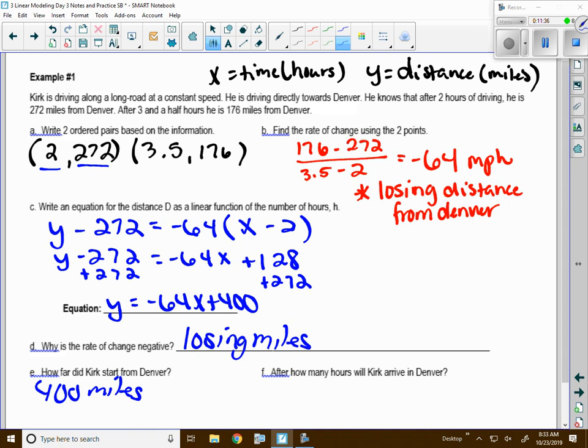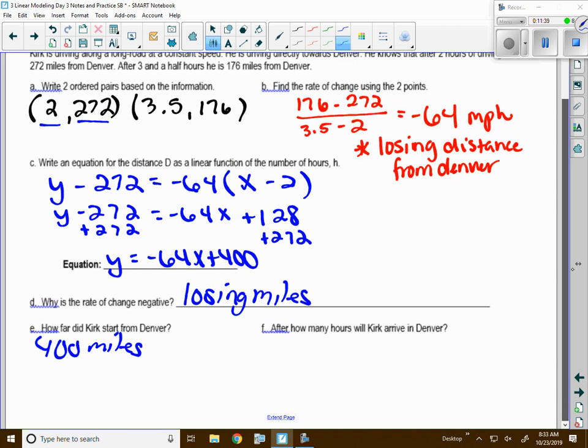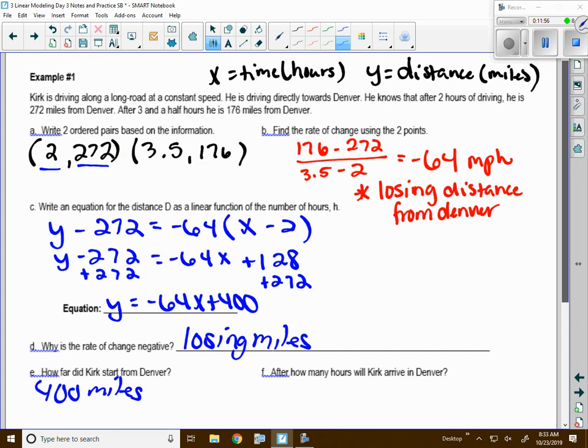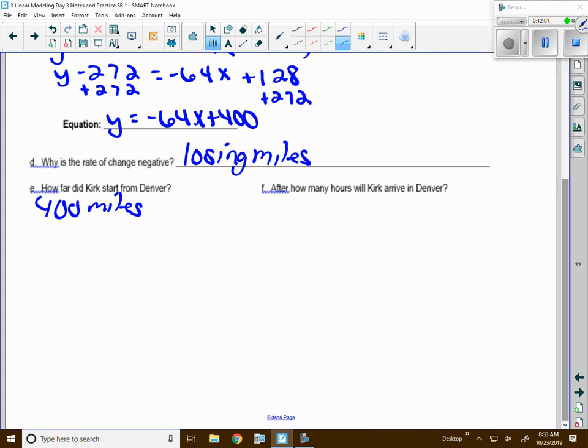Ooh, I like this next question. After how many hours will Kirk arrive in Denver? How do we navigate that question? Okay, so let's think about it. We said at the beginning, y is distance. So we want his distance to be what when he arrives? 0. So we're going to take our equation up here, and we're going to set his arrival miles at 0. We'll just say it that way. And then you're basically right.